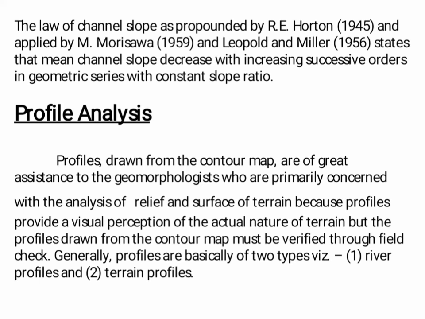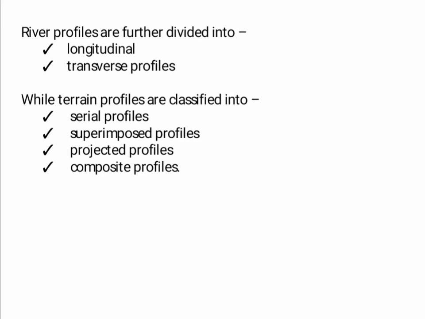Profiles drawn from the contour map are of great assistance to geomorphologists who are primarily concerned with the analysis of relief and surface of terrain, because profiles provide a visual perception of the actual nature of terrain. But the profiles drawn from the contour map must be verified through field check. Generally, profiles are basically of two types: river profiles and terrain profiles. River profiles are further divided into longitudinal and transverse profiles, while terrain profiles are classified into serial profile, superimposed profile, projected profile, and composite profiles.